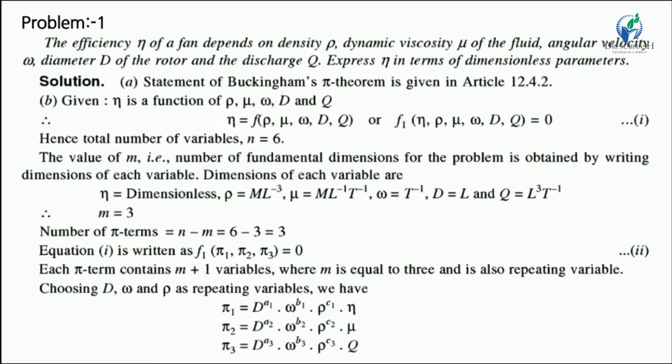Okay. Now we write pi 1, pi 2 and pi 3, and each pi term has m plus 1 variables. The m value is 3, plus 1, so 4. So each pi term has 4 variables. So first we find the repeating variables. The first repeating variable is taken from the category of geometrical property. The geometrical property is defined by the diameter. So the first repeating variable is the diameter.